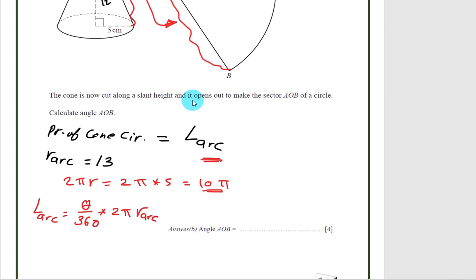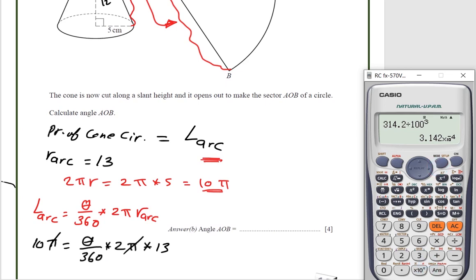The length of the arc is 10 pi. So let us write 10 pi is equal to theta divided by 360 multiplied by 2 pi r. The radius of the arc now is 30. This pi will go with this pi. So let us find theta now.